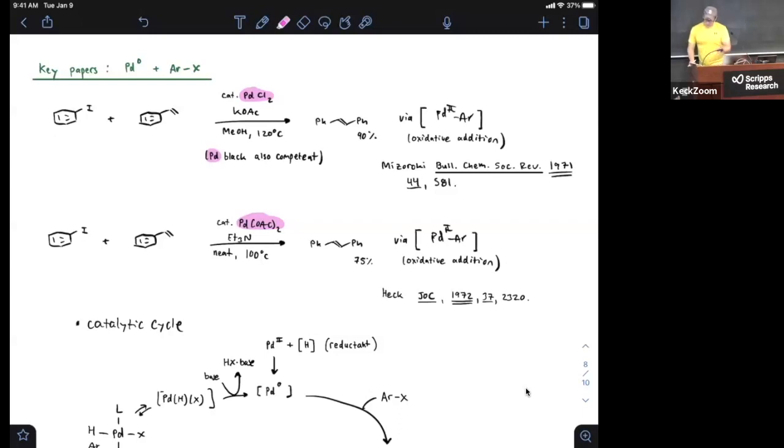And then if you think about turning this over, which we'll see in a moment, you'll see that the overall process is redox neutral. So you don't need a terminal oxidant to turn.